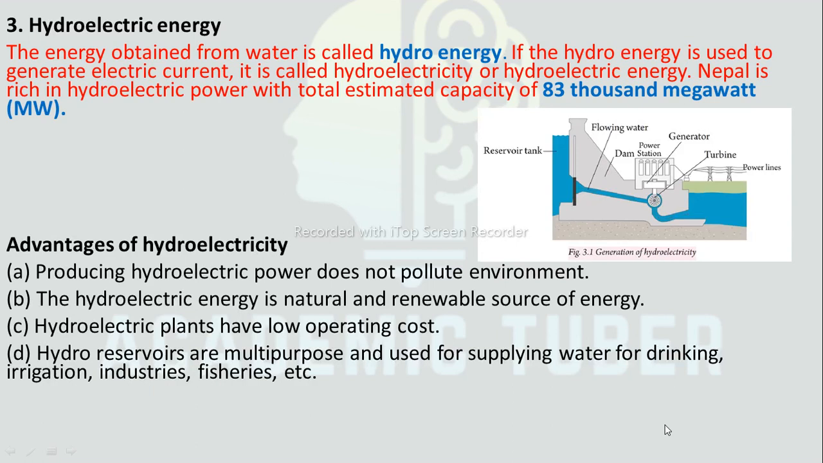Here are some of the advantages of hydroelectricity. Producing hydroelectric power does not pollute the environment. That means it is eco-friendly. Hydroelectric energy is a natural and renewable source of energy. Hydroelectric plants have low operating cost. Hydro reservoirs are multi-purpose and used for supplying water for drinking, irrigation, industries, fisheries, etc.